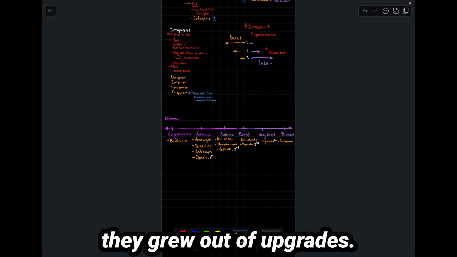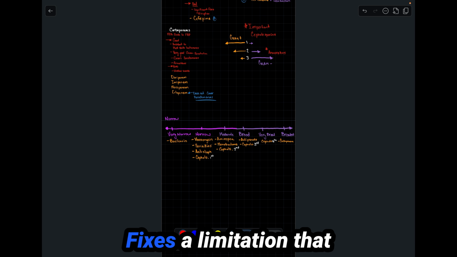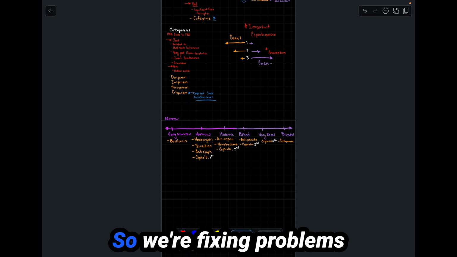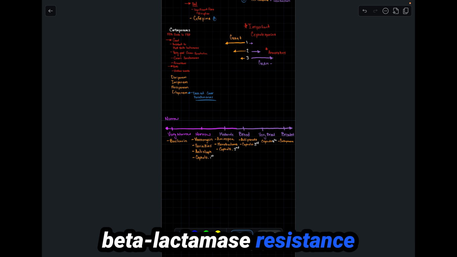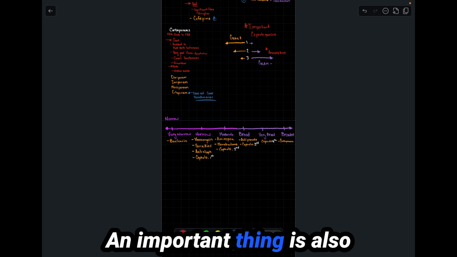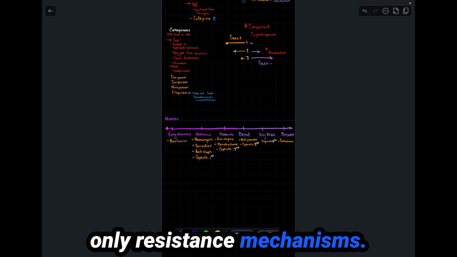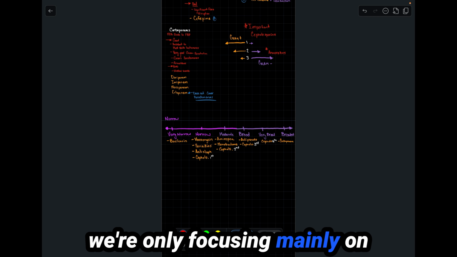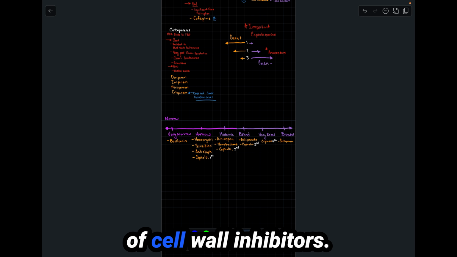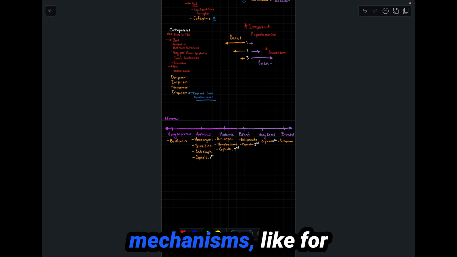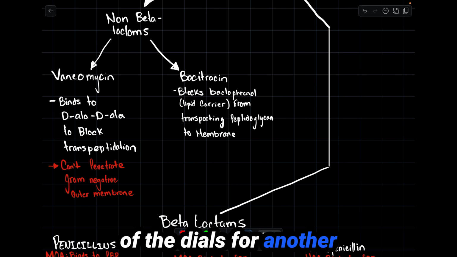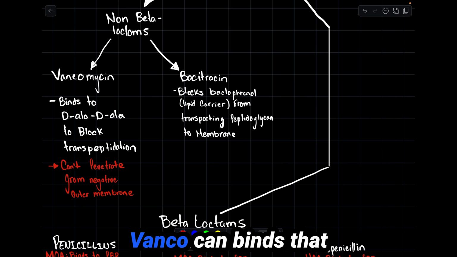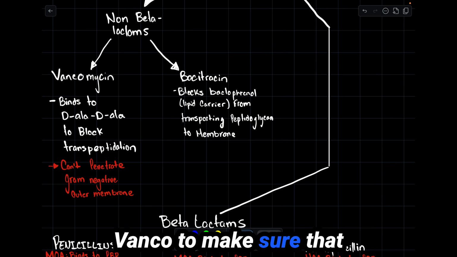Remember, these penicillins grew out of upgrades. Each step fixes a limitation that the step before had. So we're fixing problems that the original penicillin had: gram-negative penetration, beta-lactamase resistance, and anaerobic coverage. An important thing is also that beta-lactamase isn't the only resistance mechanism. There's all sorts of things, but we're mainly focusing on the resistance mechanisms of cell wall inhibitors. There are also resistance mechanisms like for Vanco, where the bacteria will purposely switch one of the D-alanines for another amino acid so that Vanco can't bind to that and do its blocking. So now the bacteria has gotten ahead of Vanco to make sure that there is no inhibition.